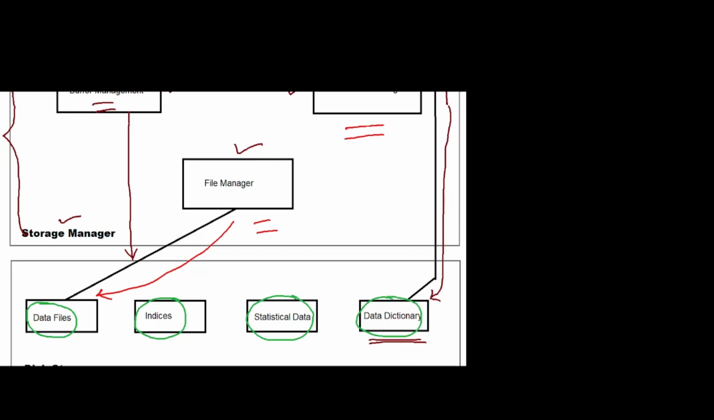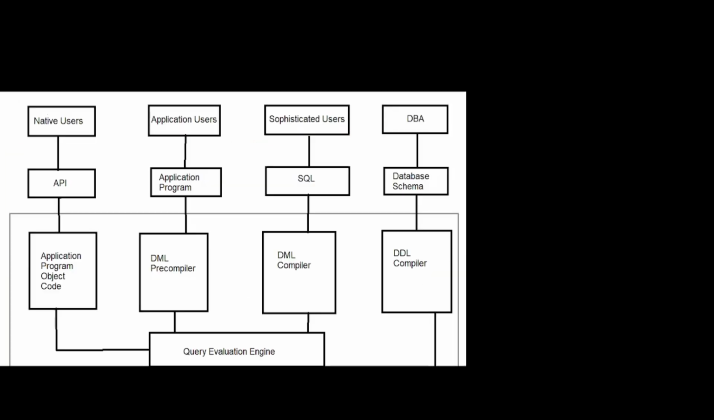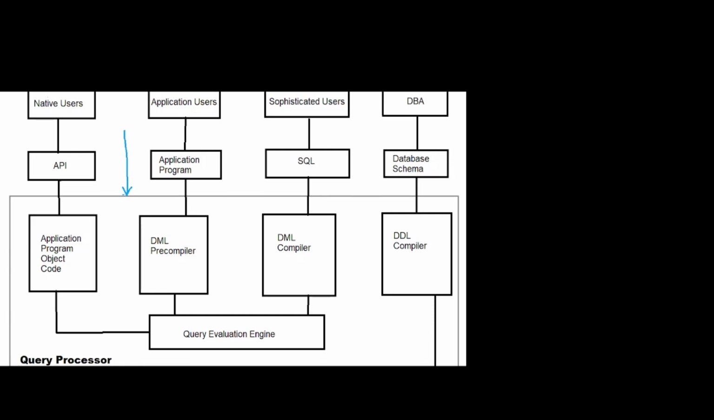It is updated by the DDL Compiler and contains information about the table, attributes, constraints, indexes, and user permissions. Let's summarize the complete flow. A user sends a request. The request enters the query processor, where it is processed by the DML Compiler, DML Precompiler, and DDL Compiler. The query evaluation engine executes the query.